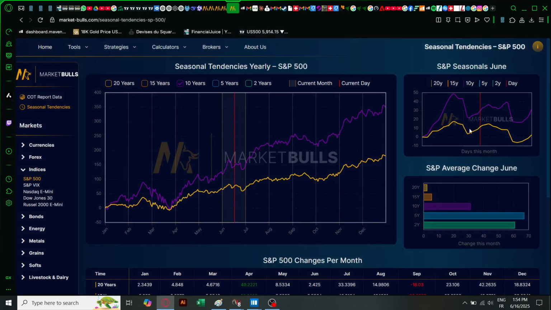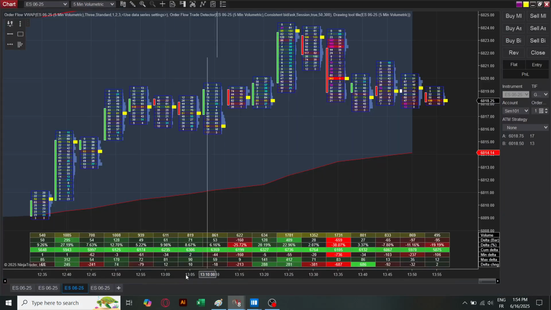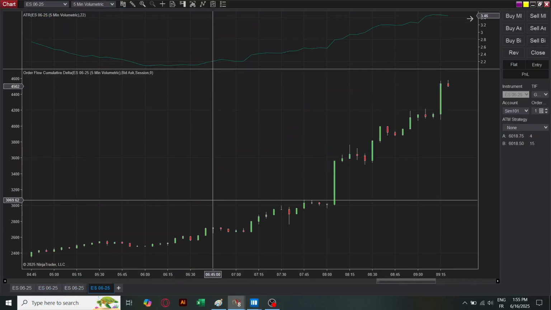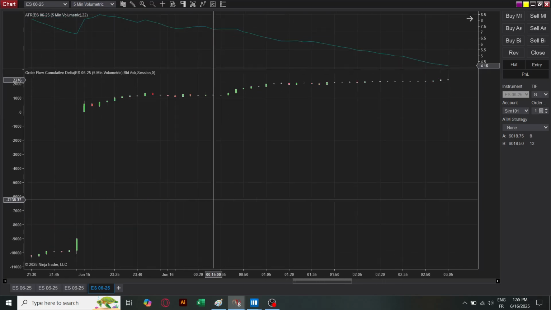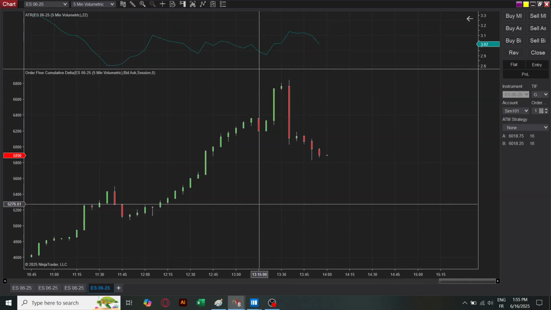Now we have a bullish seasonality, as you can see over here, and with those data, I forgot to add one thing. The US dollar is currently weak, so with those data I can confirm that the bias is bullish. Now another confirmation is you can clearly see that the cumulative delta is building up from the open to right now.